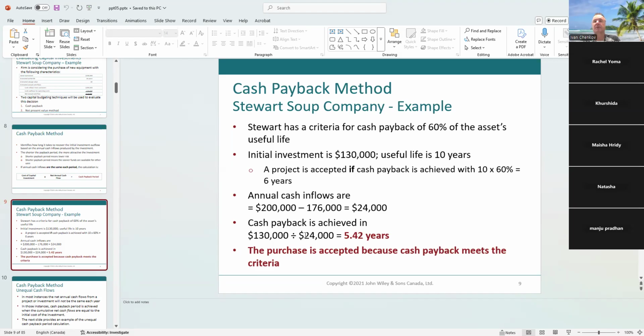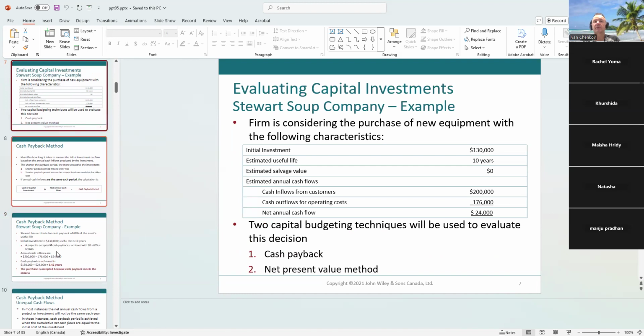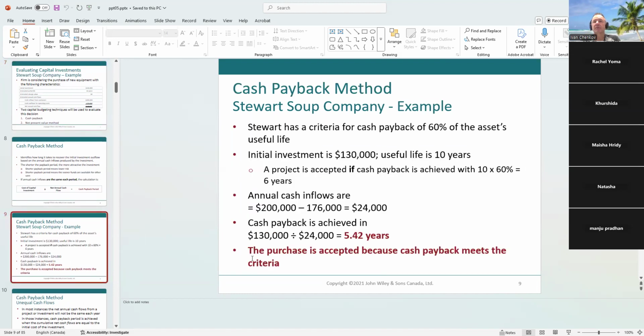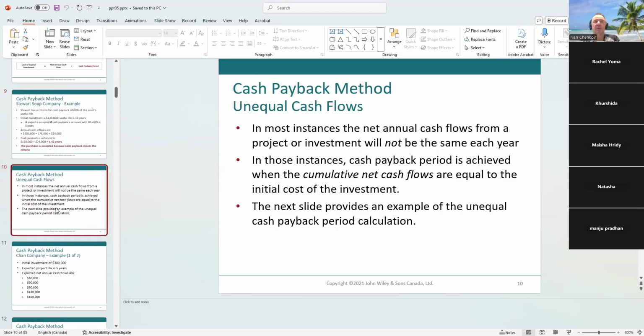Initial investment divided by the net cash flow that we're going to get from the new equipment in this case. If the company has a payback period of 6 years, this project is acceptable because it falls under the company policy of 6 years. Again, too simple. It's simple, but it's too simple, so it's not going to be examinable. The one that's going to be examinable is the one that has unequal cash flows, and that will be on your final quiz.